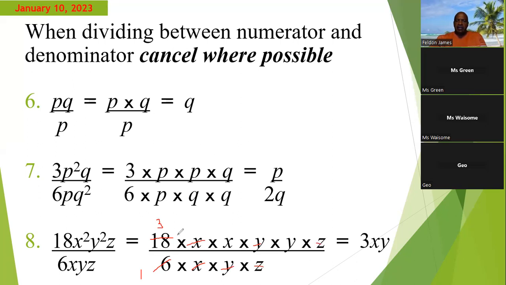Now, after we cancel, look for what remains in the numerator. We have 3, we have X, we have Y. So in the numerator, we have 3XY. In the denominator, only 1 remains. So it would be 3XY over 1, which is the same as just 3XY.